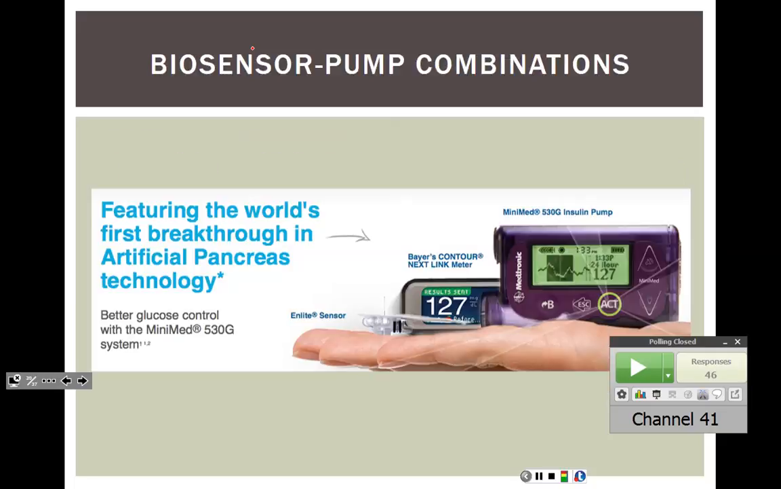One step up from that are these biosensor pump combinations. All right, so these I think are super cool. I'm not diabetic, but if I was, I would like to think I would use them because they just seem awesome. So this is a combination of the pump that we saw on the previous page and a glucose sensor. All right, so you have one stick for your pump, you have another stick for your sensor, and the two devices sort of communicate wirelessly. It's kind of like having an artificial pancreas, as the marketing says.